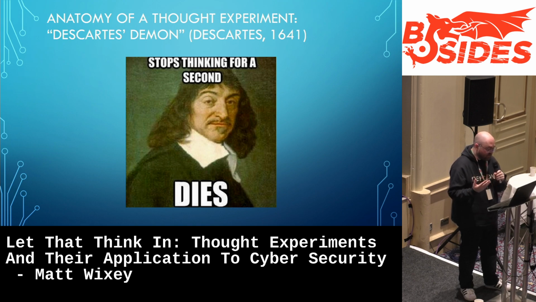So this was Descartes' way of exploring what he called systematic doubt. How do I know that anything in front of me is actually real? This was later expanded on with the brain in a vat thought experiment in 1968.